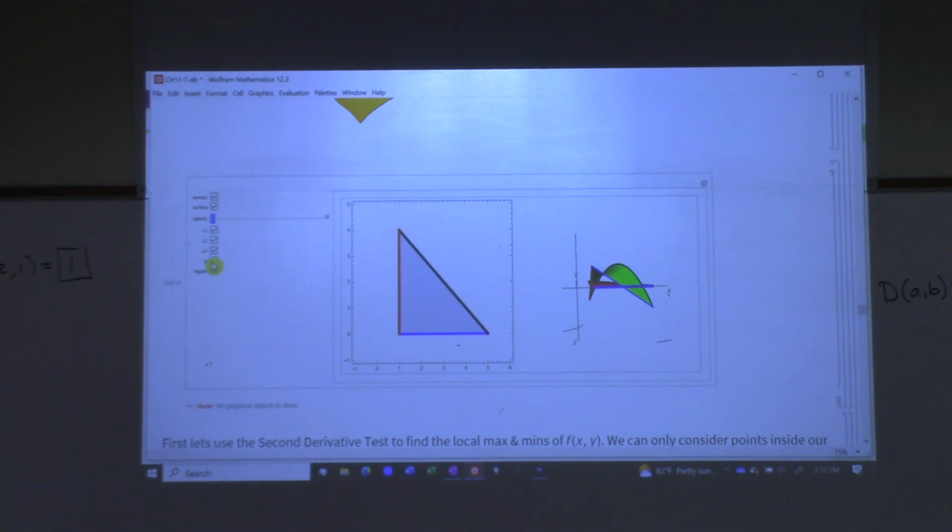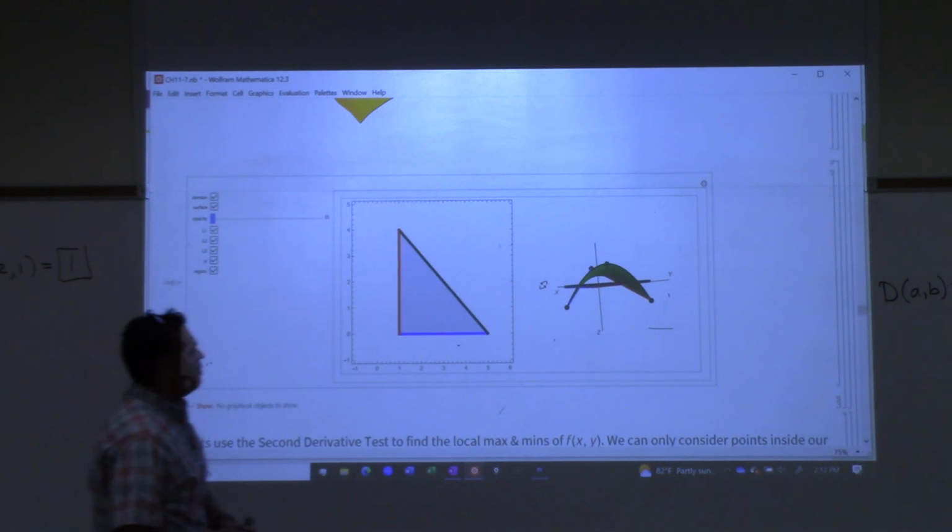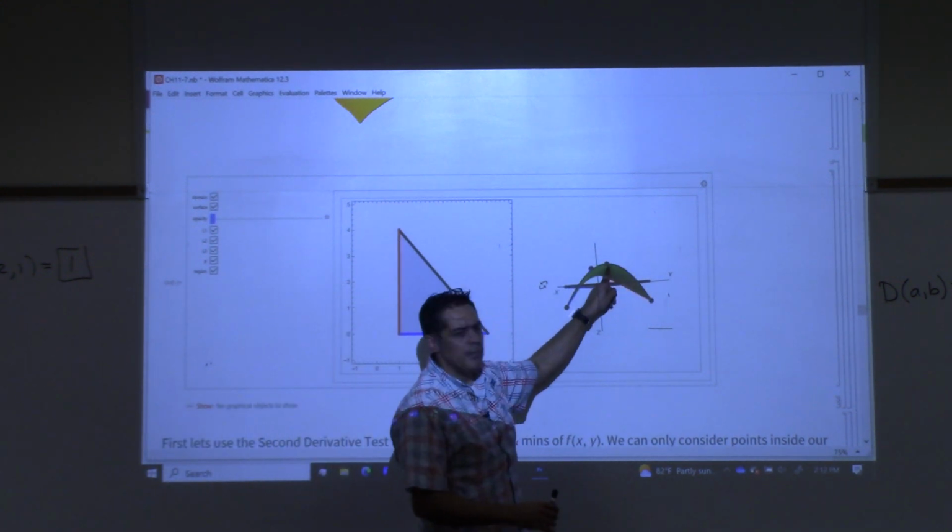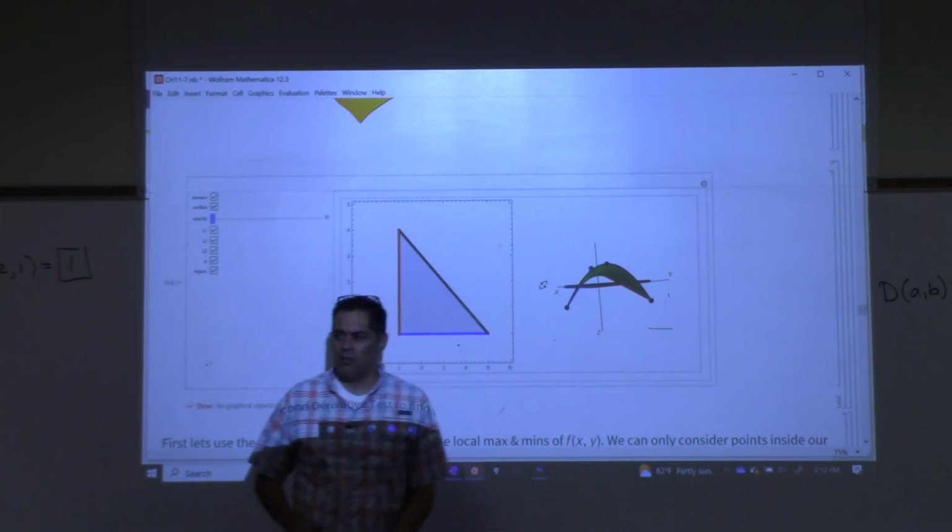But we got these points. What I think is the cool one is, see the one that's along the triangle, this side, the hypotenuse? If I look at that from the side, do you see the parabola? You'll see the parabola. And what we did is we found the maximum of that parabola. It's kind of cool, right?